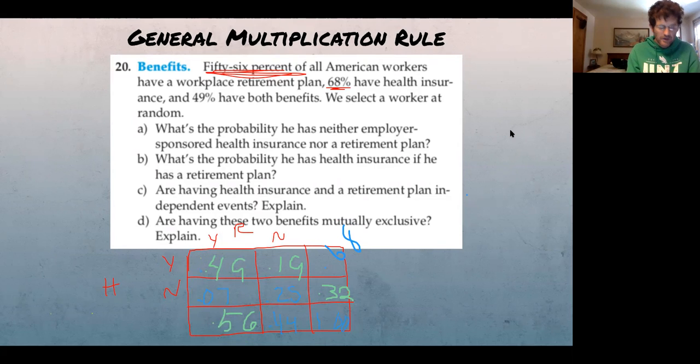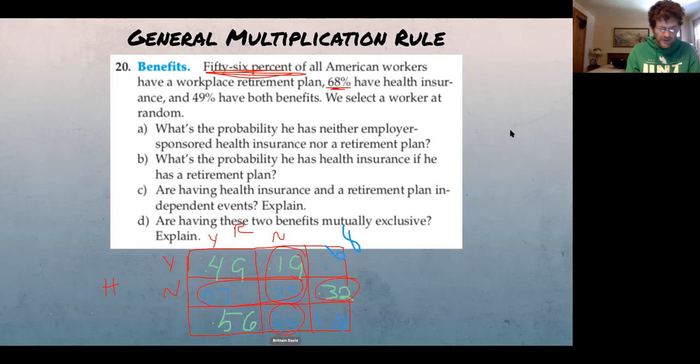And then we can go across the row. 49% plus 19% equals 68%. And we can just keep doing that for the two other rows. These two have to add up to 0.32. These two have to add up to 0.44.